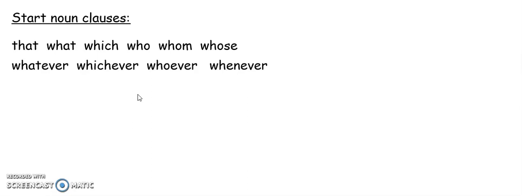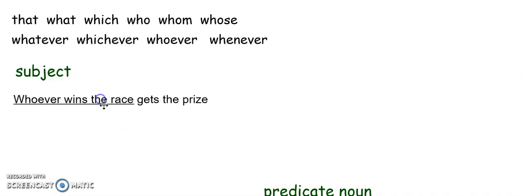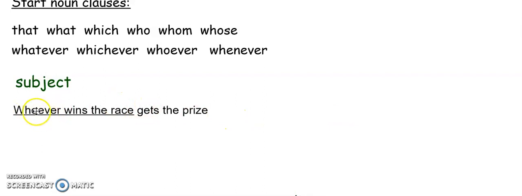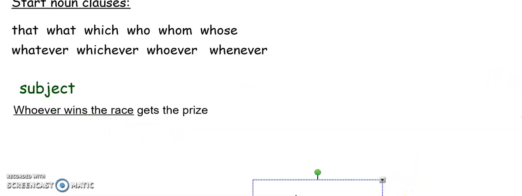Okay? Now, because noun clauses act as nouns, that means they can be acting like a subject. Like, for example, whoever wins the race gets the prize. Well, here, whoever is the subject of this clause, but it's also a relative pronoun, and wins the race is a predicate. So it's a dependent clause, and the whole thing is acting as the subject of this sentence because it's acting as a noun.